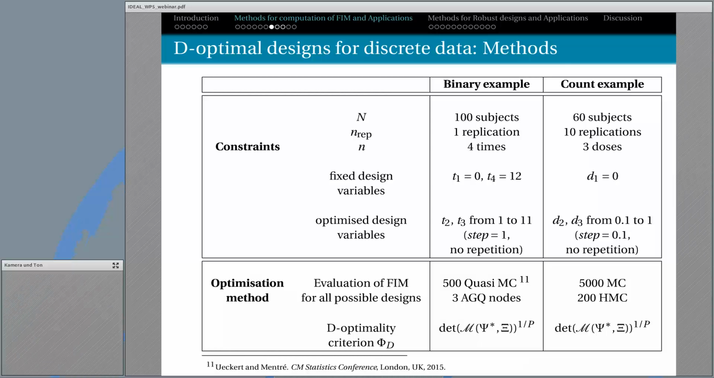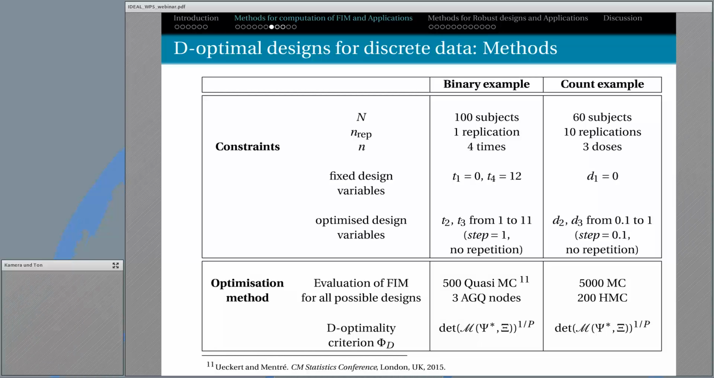So for the binary example, we fixed some constraints: 100 patients, one replication, four sampling times per patient. We fixed that we want to have an observation at time zero, beginning of the study, and time 12 months, end of the study. And we want to optimize where to measure time two and time three, which could be any time between 1 and 11 months by step of one without repetition, so that T2 and T3 should be different. For that, we did not do a very fancy optimization. We evaluated all the Fisher information matrices for all the possible combinations using quasi Monte Carlo and three AGQ nodes. For this approach, we use AGQ.